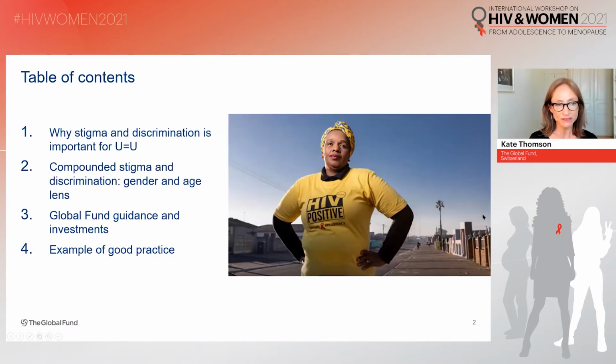In this presentation, I'll be touching on four key areas. First, why stigma and discrimination is important for U equals U. Second, compounded stigma and discrimination through a gender and age-related lens. Thirdly, Global Fund guidance and investments in related areas. And lastly, I'll share an example of what I think is good practice from our work.